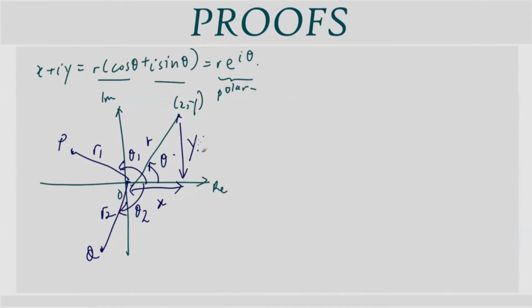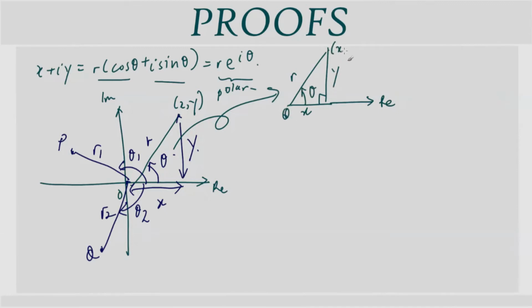So now I'm going to isolate this right angle triangle out here to show you how we can prove the above formula. So this is the real axis, the origin, r, x, y, and the angle theta, and this is the point (x, y). Using basic trigonometry, we get x is equal to r cosine theta, and y is equal to r sine theta, right? Because r is the hypotenuse.